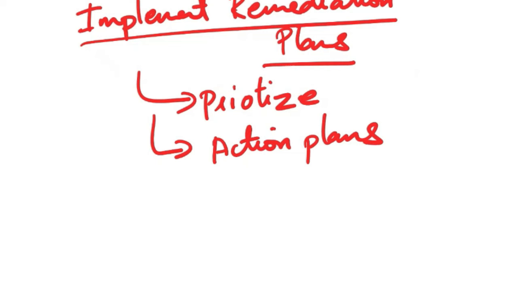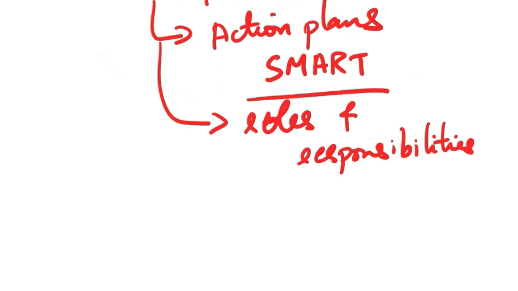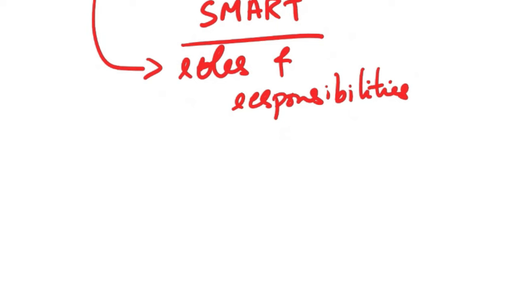Next, you develop detailed action plans for each identified issue or recommendation. So you specify the steps, responsibilities, timelines, and resources required for implementation. Again, you need to make sure that the action plan is in the SMART format, that is specific, measurable, achievable, relevant, and time bound. Next is to assign clear roles and responsibilities for implementing remediation actions to individuals or teams within the organization. So you clearly communicate expectations, deadlines, and accountability measures to ensure that responsible parties understand their roles and obligations.